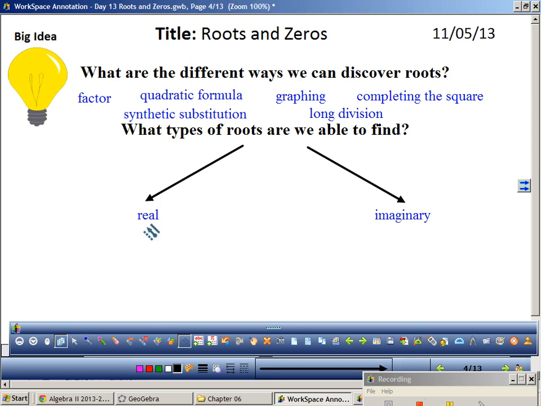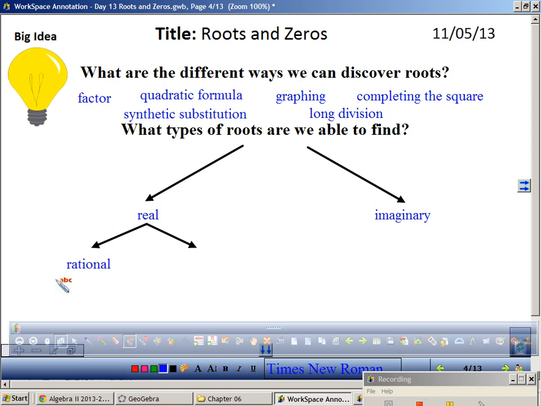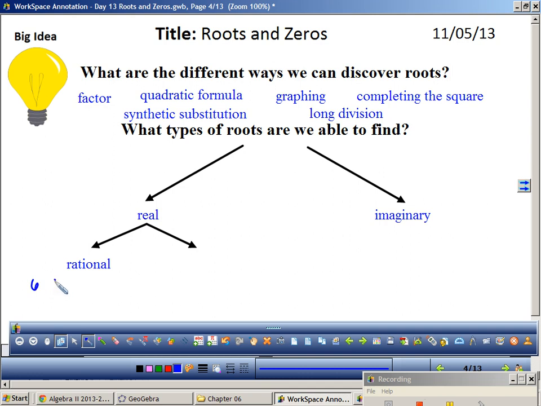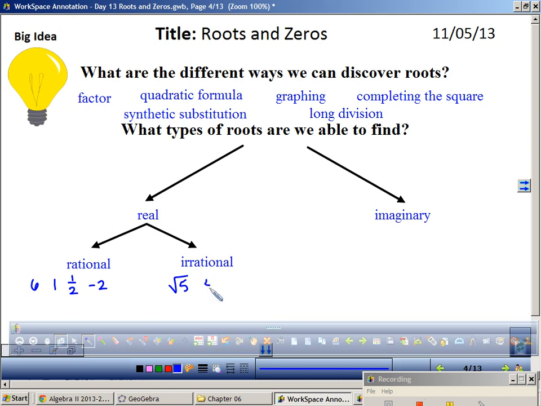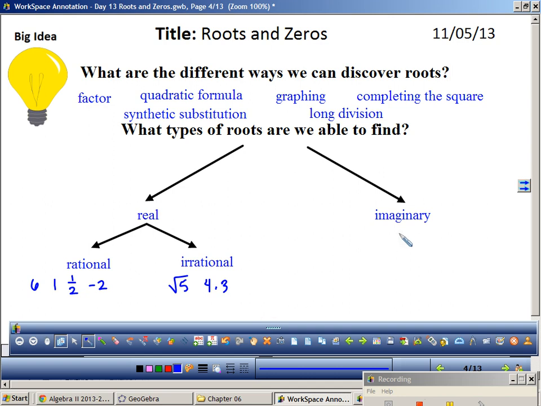Rational and irrational. I'm getting the feeling that some people don't know what that means, so let's give some examples of that. So we have rational. What would be an example? Rational would be 6, 1, what about 1/2? -2. What would be irrational? No, that would be rational. There you go. Square root 5. 4.3. Excellent. What will be over here in imaginary?